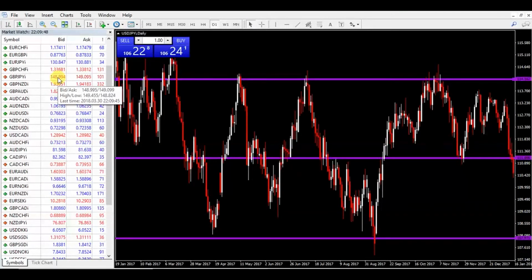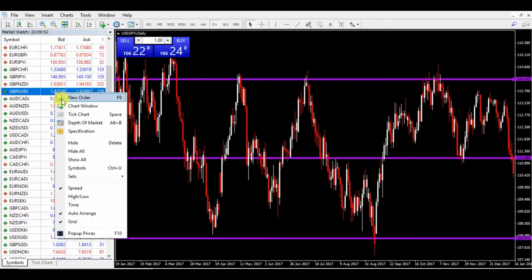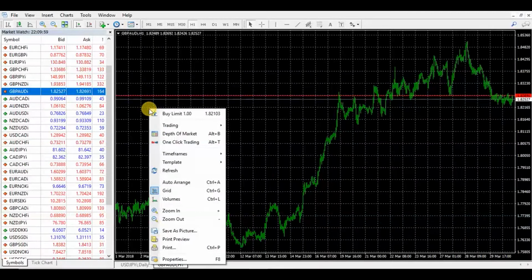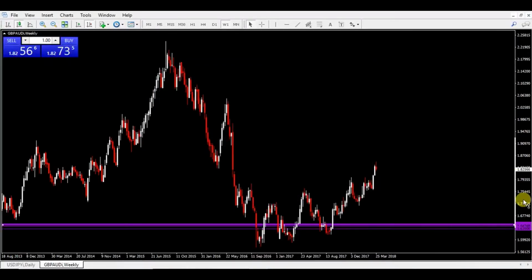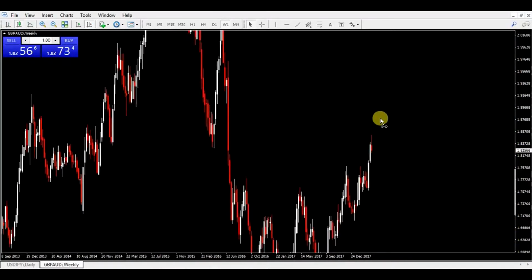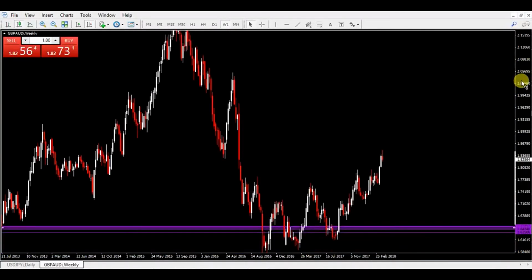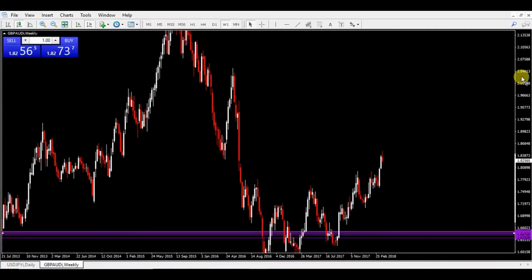Let's just pull up another random pair. Let's pull up pound AUD. All right. So notice I'm on the weekly. Pound AUD on the weekly. All right. So that's where we start.